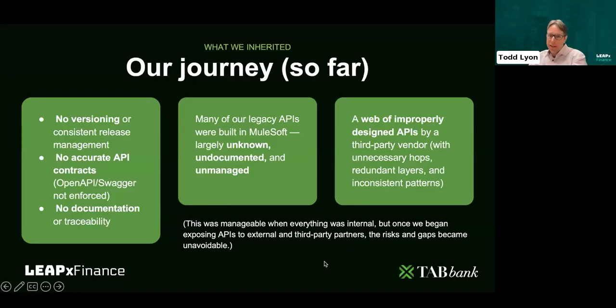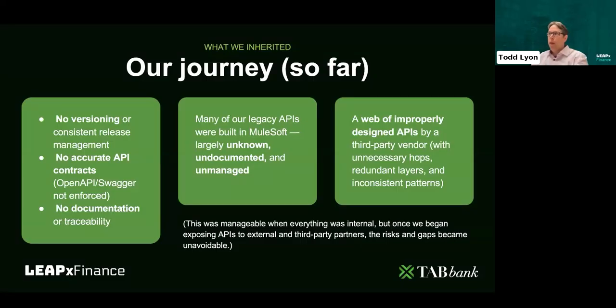Many of our legacy APIs were built in the MuleSoft platform, and this was largely unknown to our developers. There's their own development language, DataWeave, within MuleSoft, and our developers were not familiar with it. It was not documented, and it was not managed. So we didn't have versioning or consistent release management either. No API contracts. On the slides here, it says OpenAPI Swagger was not enforced. The truth is it didn't exist. And no documentation or traceability.